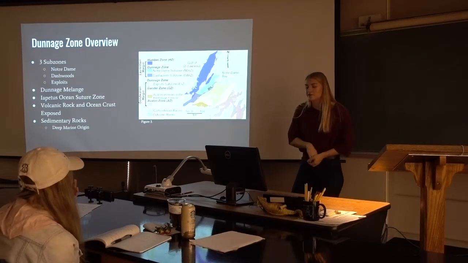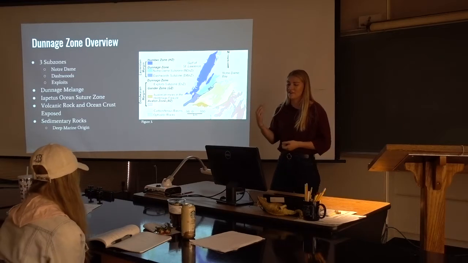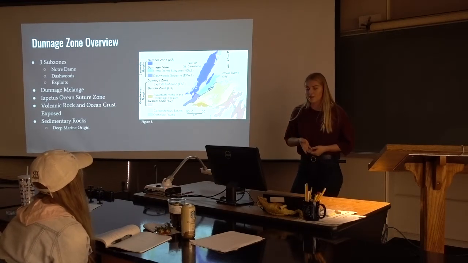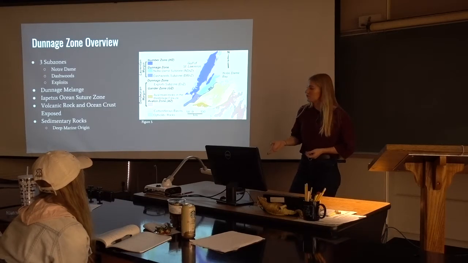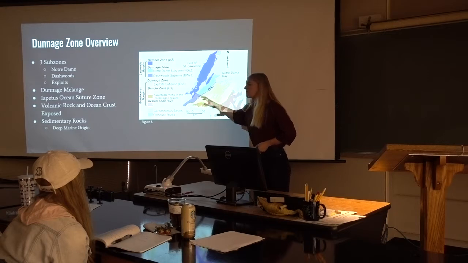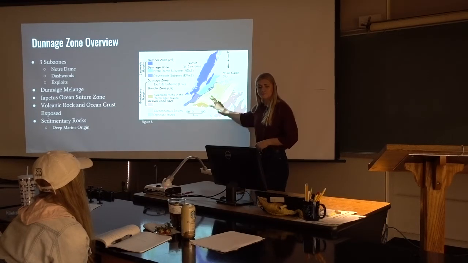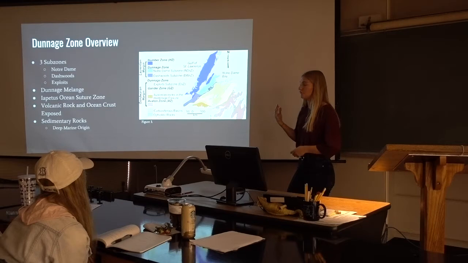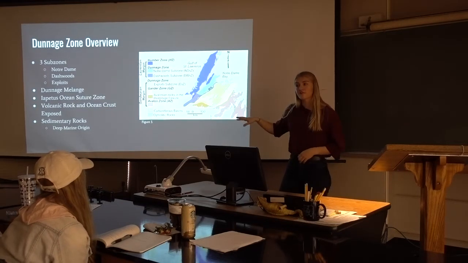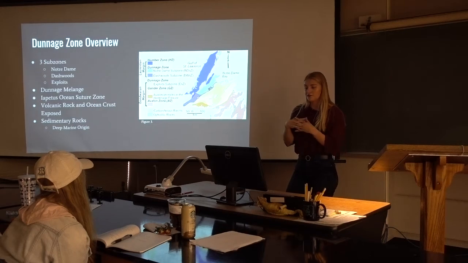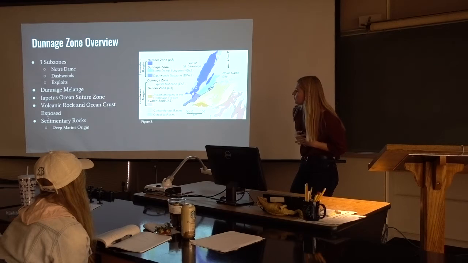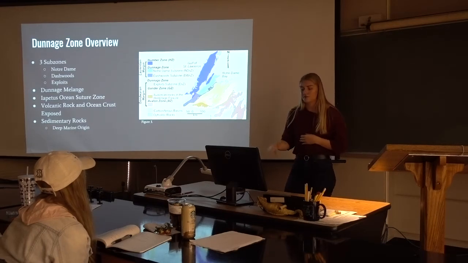So, some characteristics of the region. I already talked about the Dunnage melange found here, and I'm going to go a bit more in depth with that in a bit. Same with the Iapetus Ocean suture zone. That's that line right here. It's also called the Red Indian Line locally. And another cool feature about this region is it has a lot of volcanic rock and ocean crust exposed from the suturing of the continents, the suture zone there. And a lot of the sedimentary rocks are of a deep marine origin.